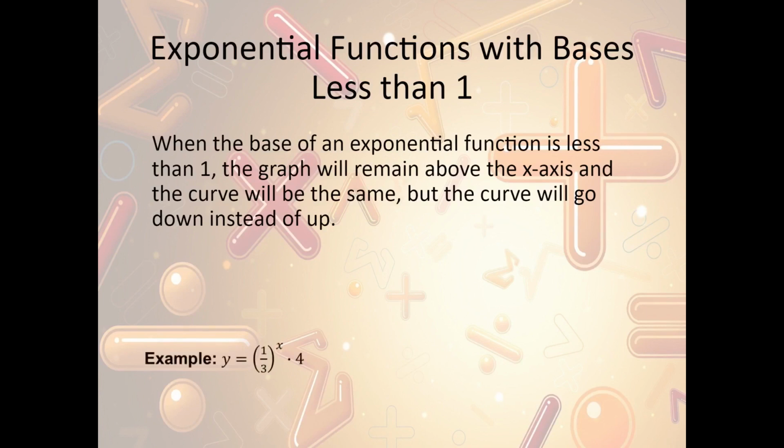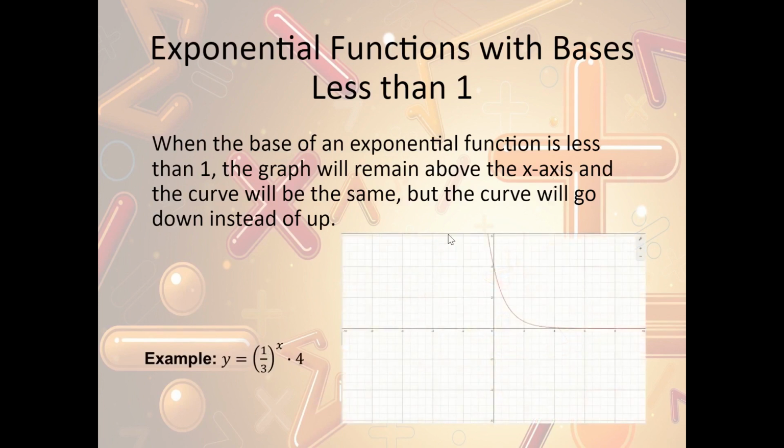For example, we have y equals (1/3)^x times 4. Notice the base is smaller than 1, and a normal curve goes up. But if we have a base number less than 1, it's going to go downward as we go from left to right. So it looks exactly the same as 3 to the x, except it's mirrored over to the other side and going this direction.